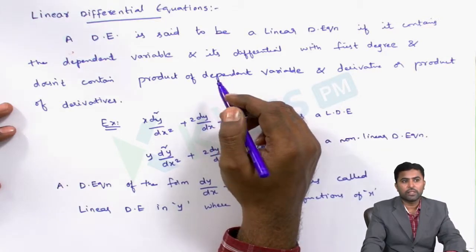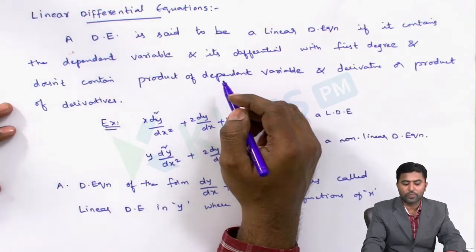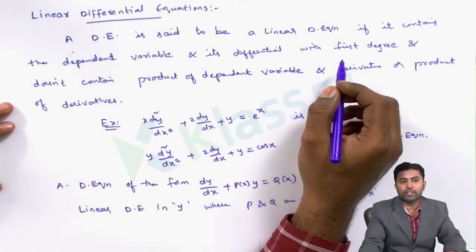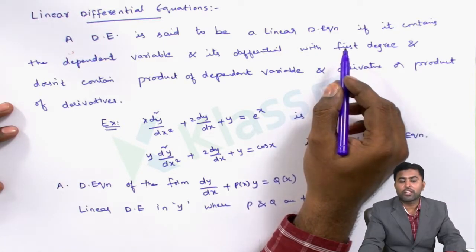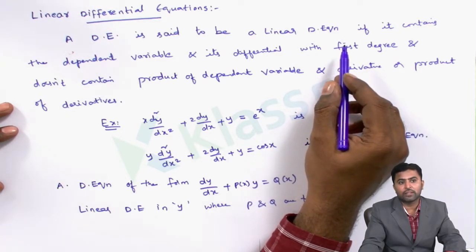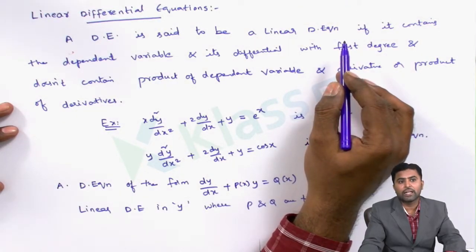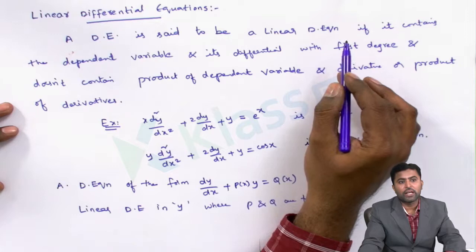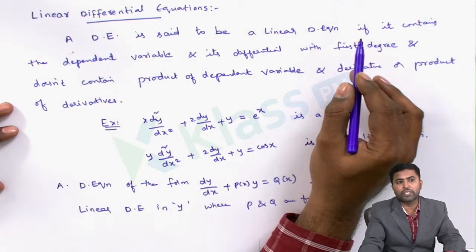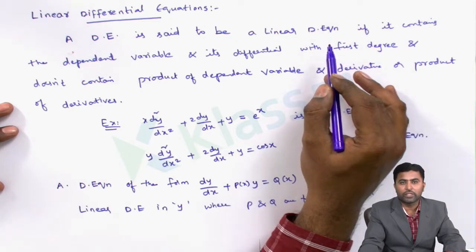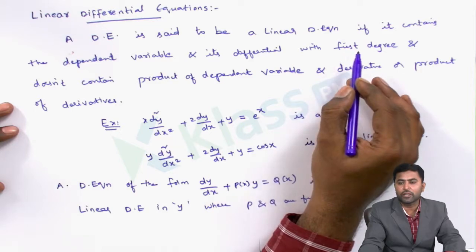Good morning everyone. Now I'll start here the linear differential equations. A differential equation is said to be a linear differential equation if it contains the dependent variable and its differential only with first degree, and it doesn't contain any products like product of the dependent variable with the derivative or product of the derivatives. Then such a differential equation is called linear differential equation.